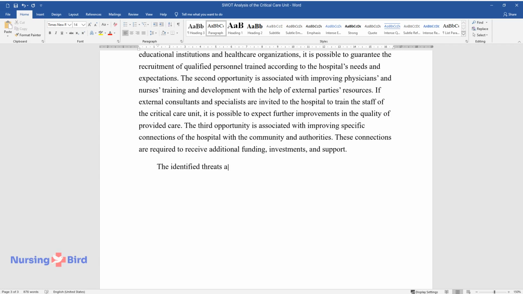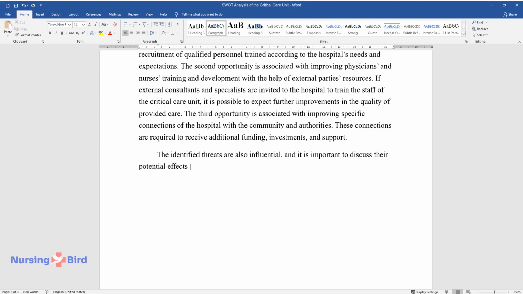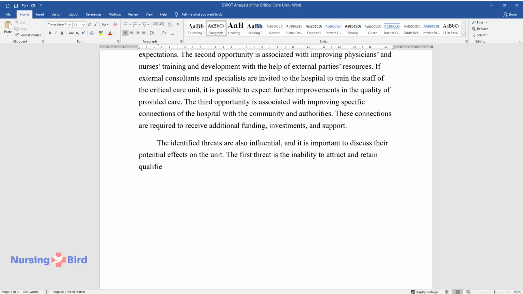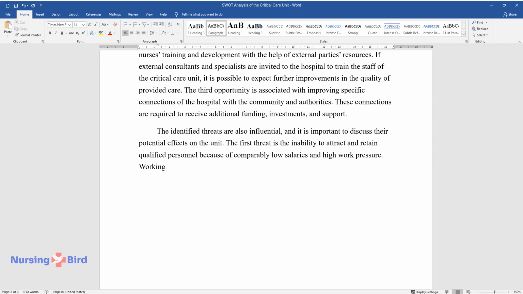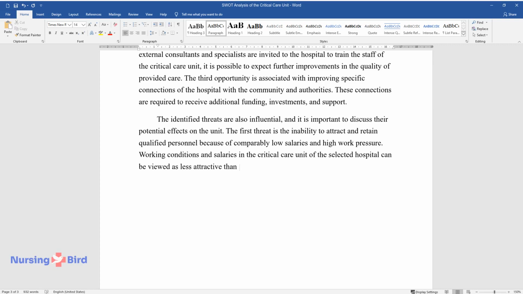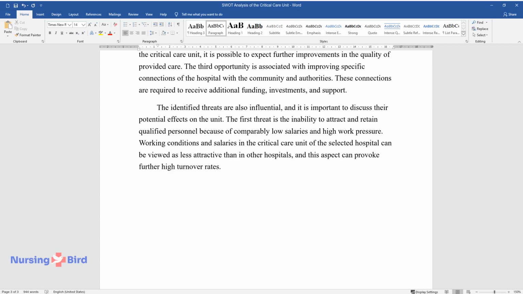The identified threats are also influential, and it is important to discuss their potential effects on the unit. The first threat is the inability to attract and retain qualified personnel because of comparably low salaries and high work pressure. Working conditions and salaries in the critical care unit of the selected hospital can be viewed as less attractive than in other hospitals, and this aspect can provoke further high turnover rates.